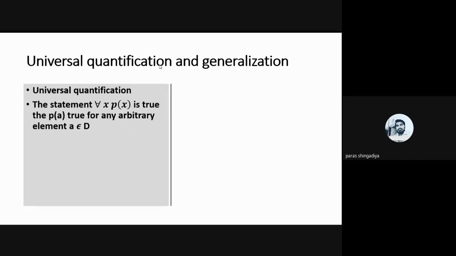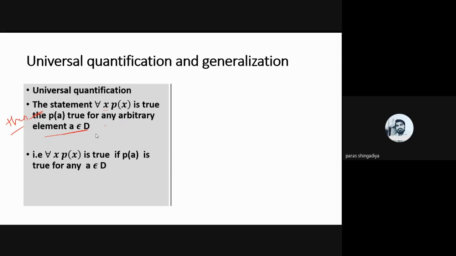So the universal quantification and the generalization: we have only these definitions for this concept. It is a vice versa rule. Universal quantification is the statement that for every x, P of x is true if P of a is true for any arbitrary element a belonging to D. Then P of a is true for any arbitrary element a belonging to D.